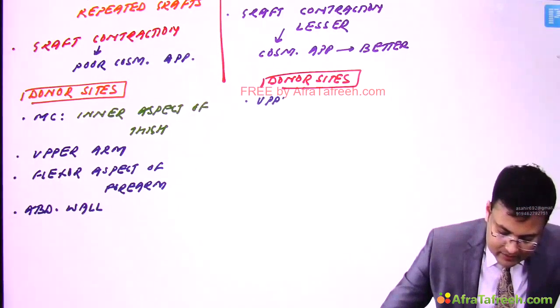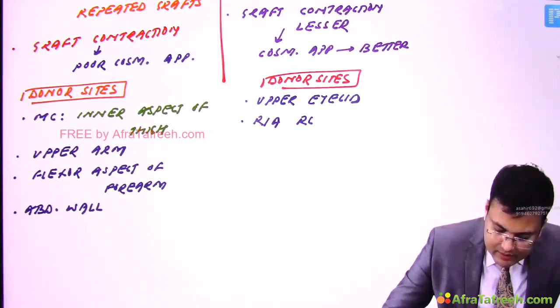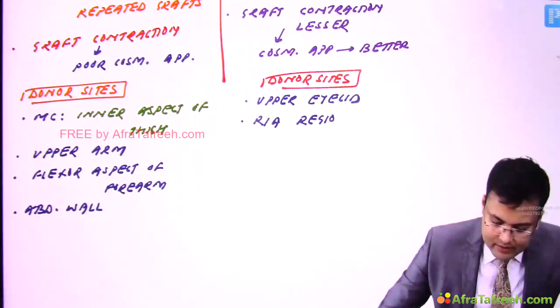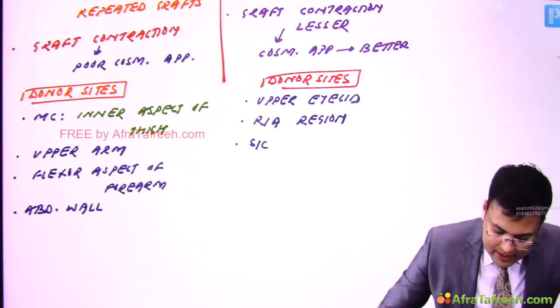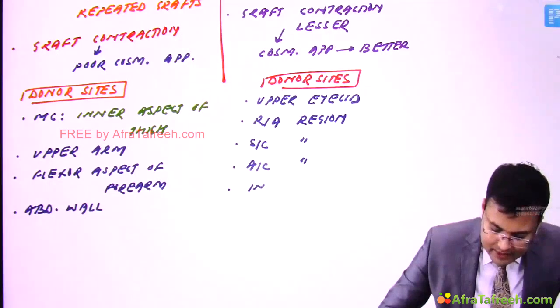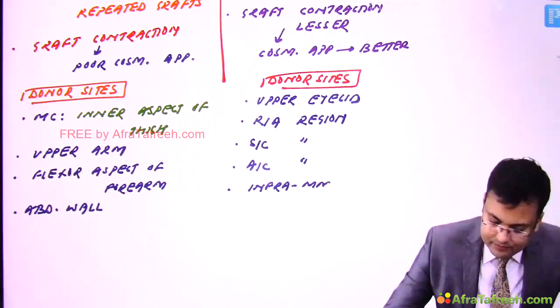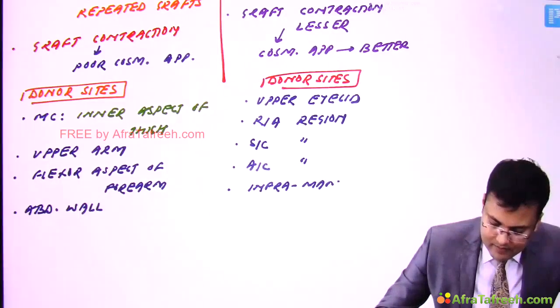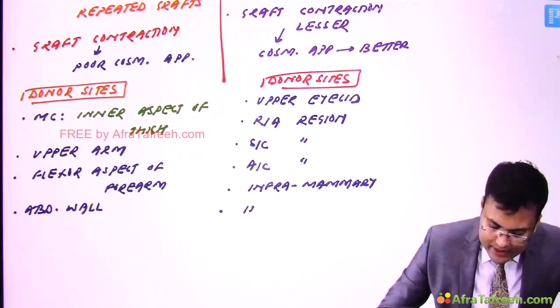Upper eyelid, retroauricular region behind the ears, supraclavicular, antecubital, inframammary, inguinal, genital and gluteal.